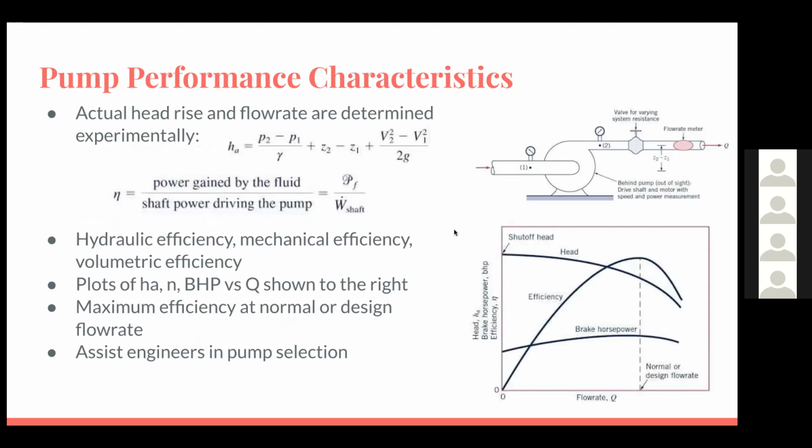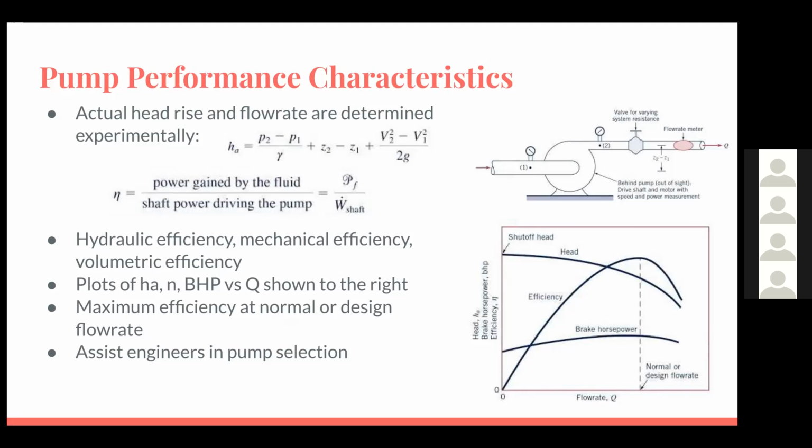So pump performance characteristics are classified by a few different parameters. The actual head rise and the flow rate are determined experimentally, and the equation and the setup to calculate head rise is shown. But perhaps the most important pump parameter is pump efficiency, denoted by the Greek letter lowercase eta. This is calculated as the ratio between power gained by the fluid and shaft power driving the pump. The overall efficiency of a pump stems from three different sources: hydraulic efficiency, mechanical efficiency, and volumetric efficiency.